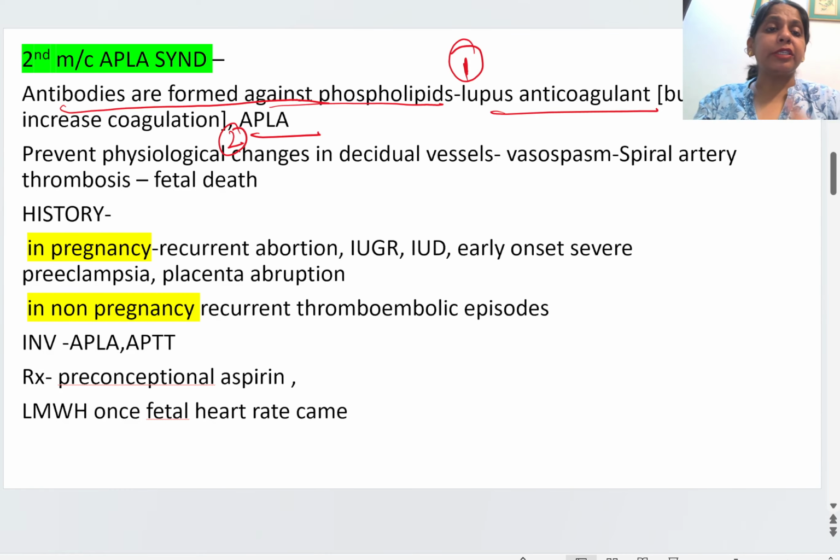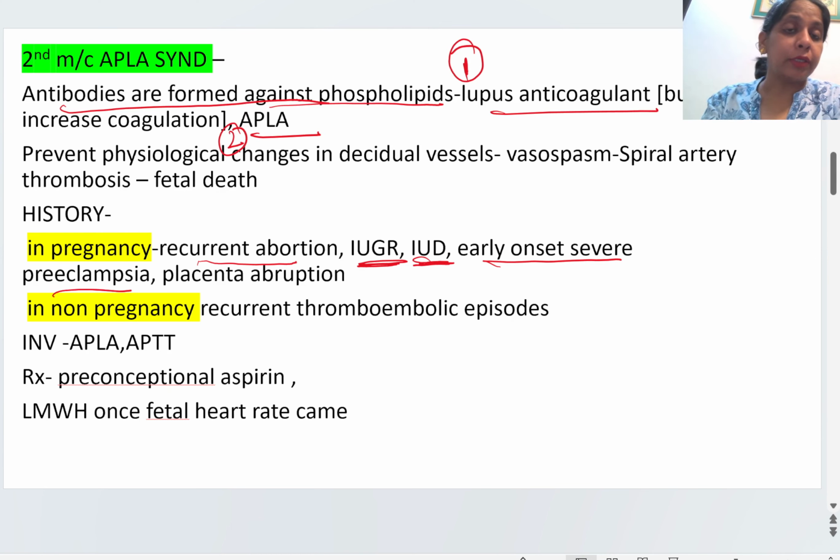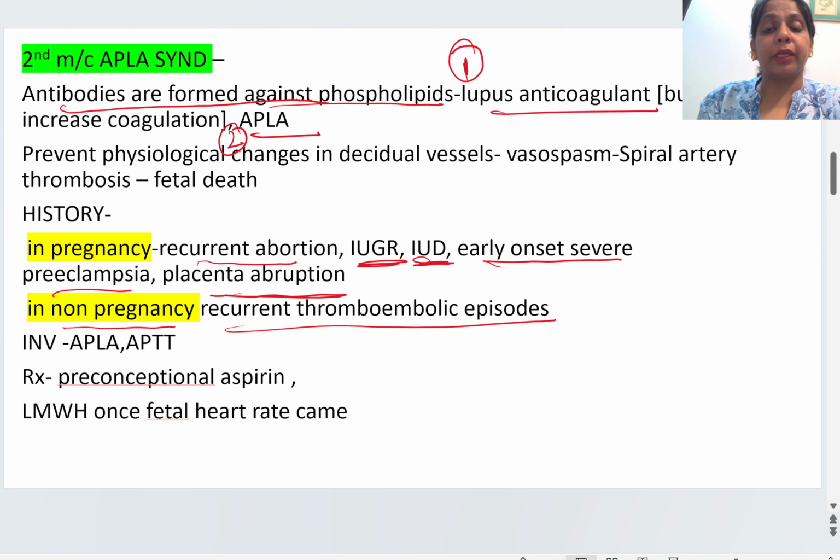So the patient will give us a history in pregnancy. If the patient gives a history related to the previous pregnancy, she will say, I had recurrent abortion, or I had an IUGR baby, or intrauterine death occurred, or early onset severe preeclampsia occurred due to the vasospasm, or placental abruption occurred. So these are all the previous pregnancy histories which the patient will give, and we will have a clue: yes, this can be a patient of APLA syndrome. And in the non-pregnant stage, the patient can give us a history of recurrent thromboembolic episodes. For example, they can be stroke, or other conditions.